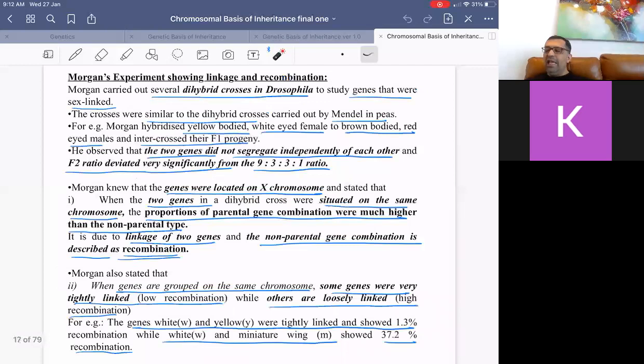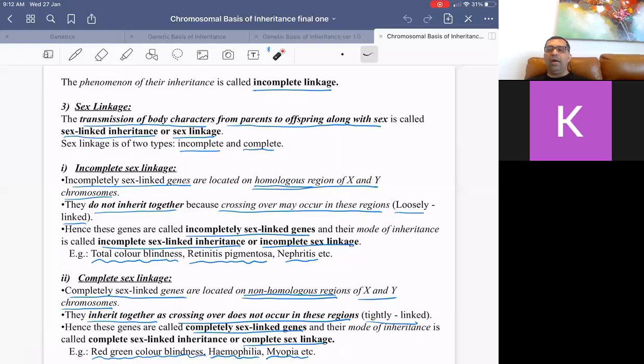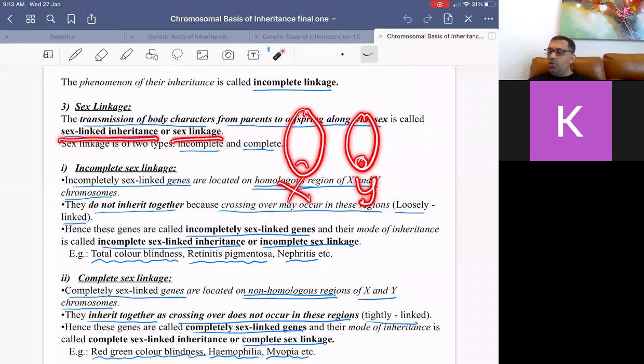Beautifully done. And then we have the concept of sex linkage, which we understand. Transmission of body characters from parents to offspring along with sex is called sex-linked inheritance or sex linkage. X chromosome and Y chromosome. You have genes for testis, ovary, testosterone, estrogen, progesterone, clitoris, glans penis. So these alleles are for sex characteristics.